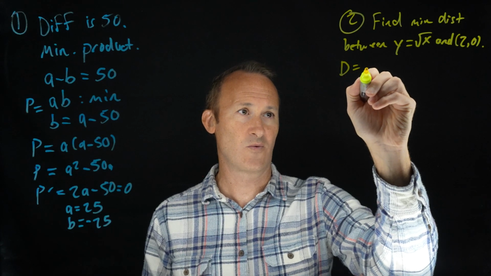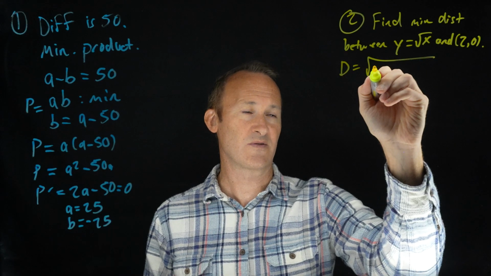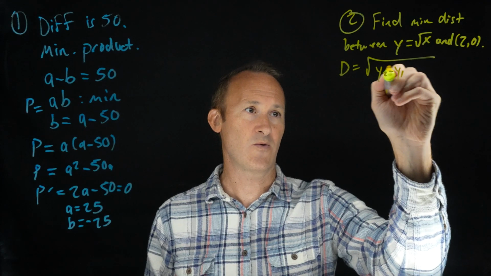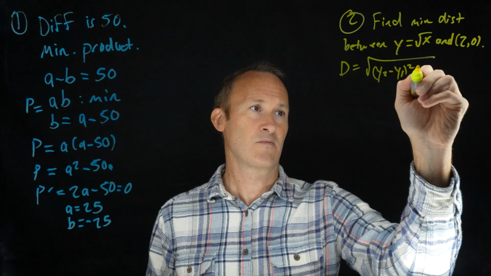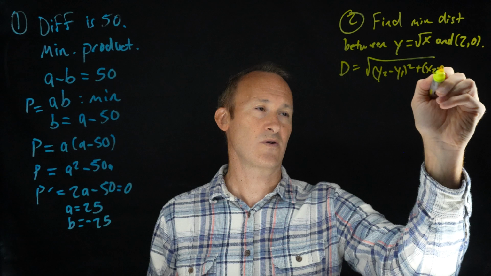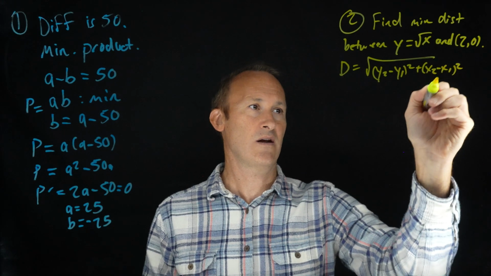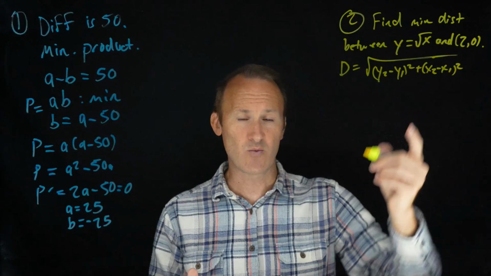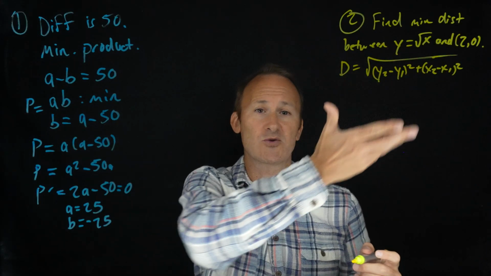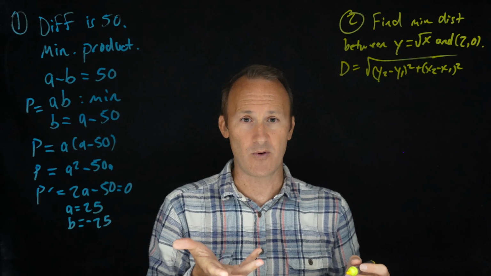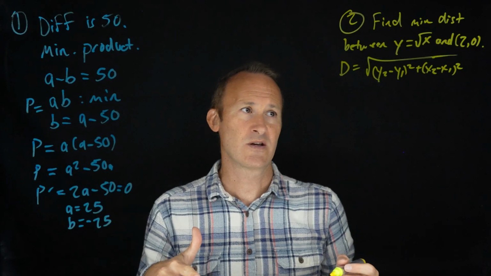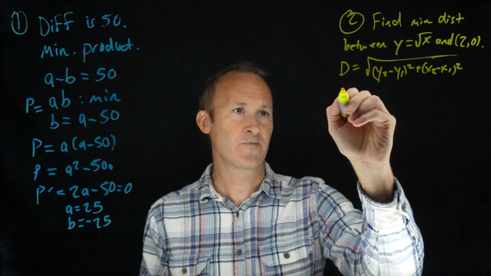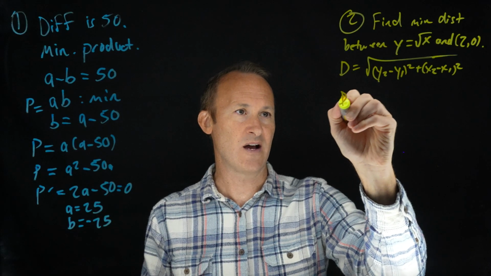Distance is the difference between y2 minus y1 squared plus x2 minus x1 squared. Now it looks pretty clear because you're given one of the points and you can use y equals root x for the other point. So in this particular case, you can just plug things in. Okay, let's do that.